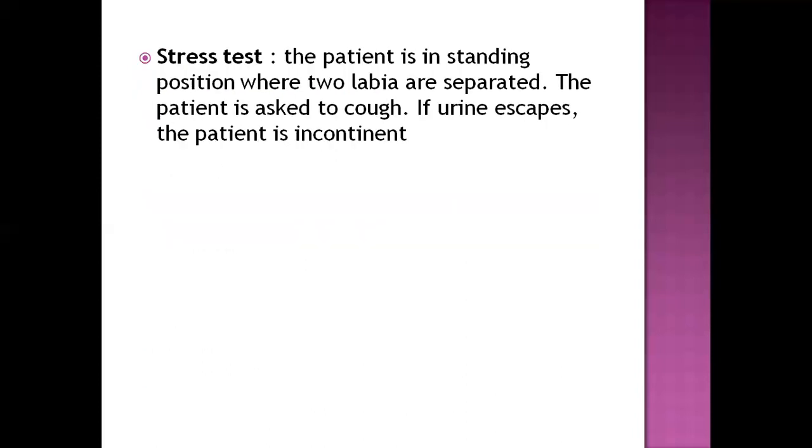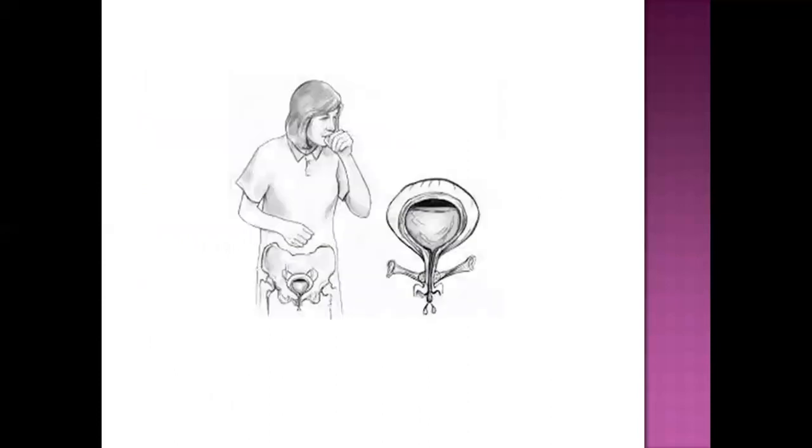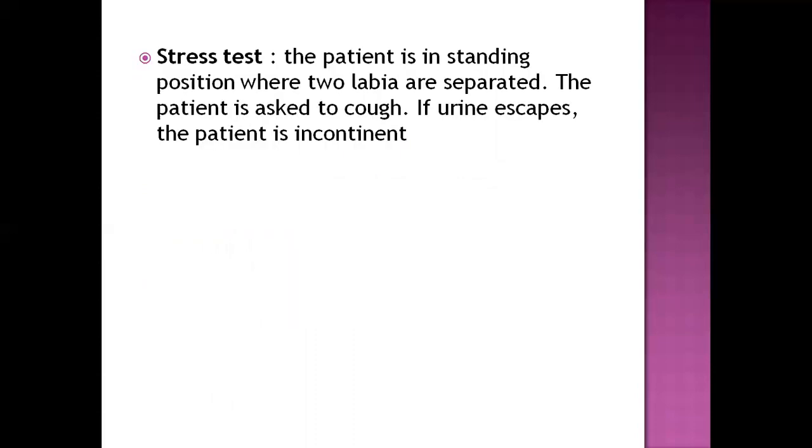Stress test can be performed in standing position. We ask the patient to stand. While standing, we ask the patient to keep two legs slightly apart. Keeping the two legs apart makes the two labia apart from each other. And then we ask the patient to cough. While coughing, if the urine escapes, the patient is having urinary incontinence. If urine doesn't escape, the patient is still healthy. There might be risk, but the patient is apparently healthy.